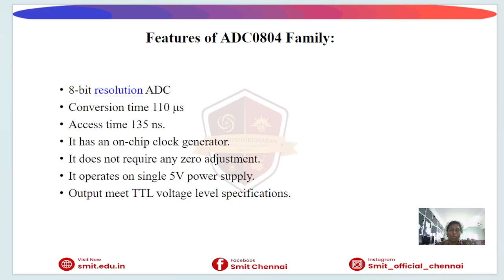Then the resolution calculation. How to find the resolution? The resolution of an 8-bit ADC: what is the voltage reference? Here the voltage reference is 5 volts divided by 2 power 8, because it's an 8-bit ADC. 2 power 8 is 256. So the resolution is 5 volts divided by 256, which is equal to 19.53 millivolts. This means every increase of approximately 19.53 millivolts changes the digital output by one count.